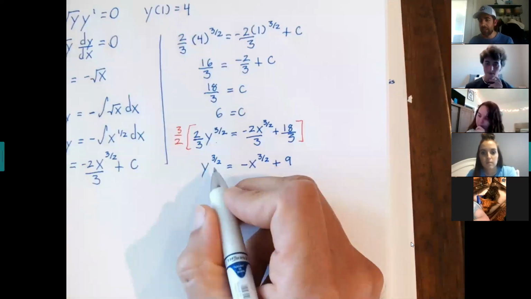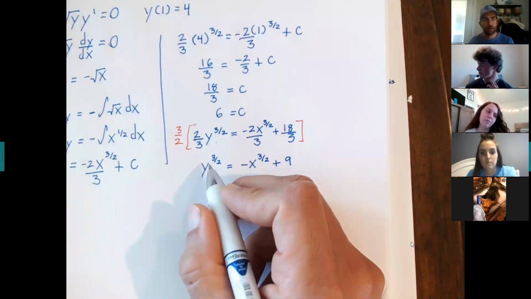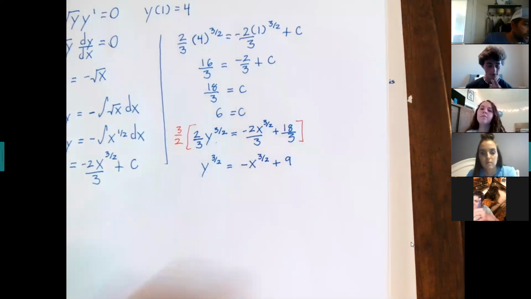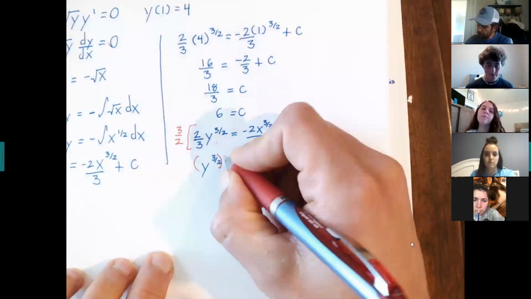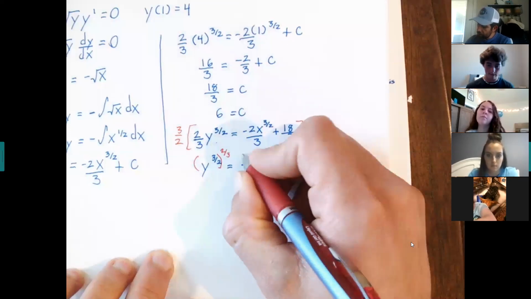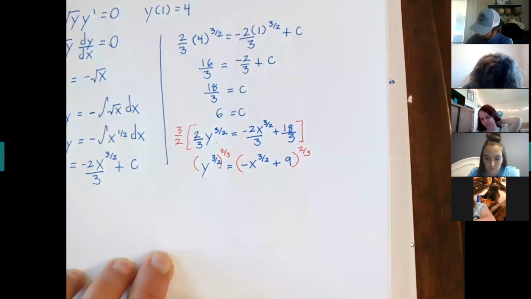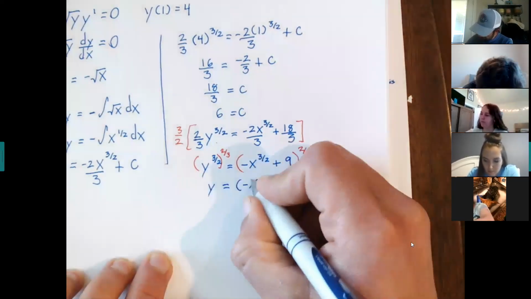I'm just asking a lot of rhetorical questions, right? But at this point, I want to raise both sides to the reciprocal power, and that's the part you cannot forget. So to get rid of this, I'm going to have to raise this to the 2/3 power, and I'm going to raise this to the 2/3 power also. And this is going to give me y, and this is just going to be what this is.